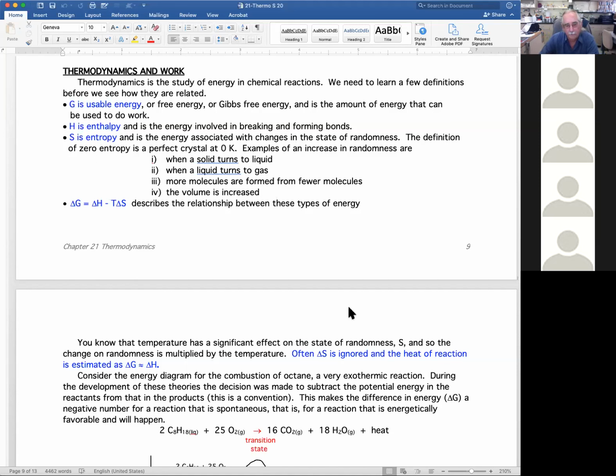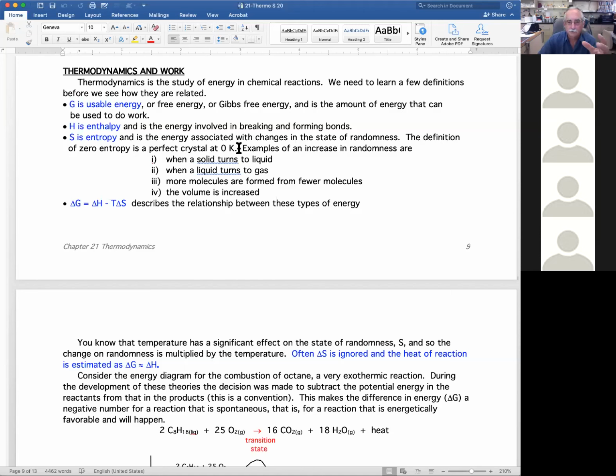So G is usable energy, or free energy, named after a guy named Gibbs. So Gibbs free energy is the amount of energy that can be used to do work. And H is enthalpy. That's the energy involved when bonds are broken and bonds are being formed. And S is entropy. That's the energy associated with changes in the state of randomness. So remember, the definition of zero entropy would be a perfect crystal at 0 degrees.